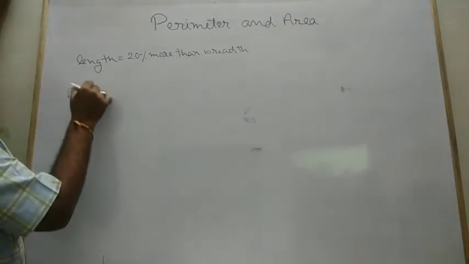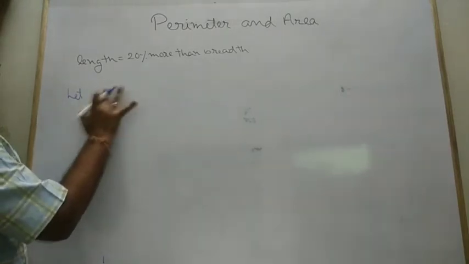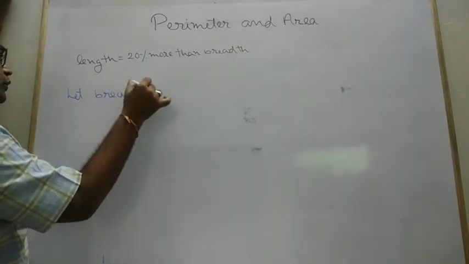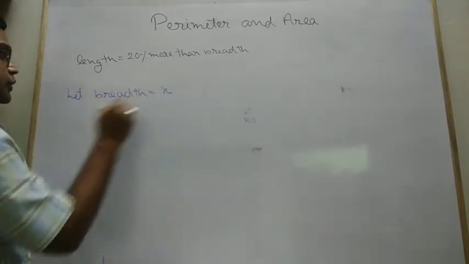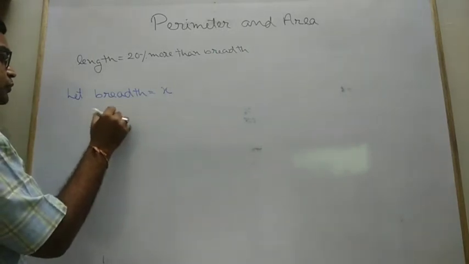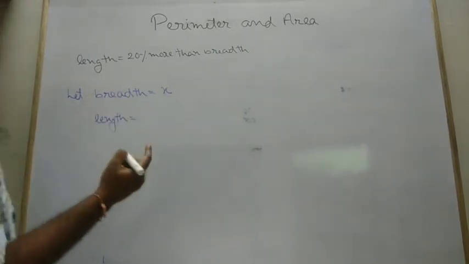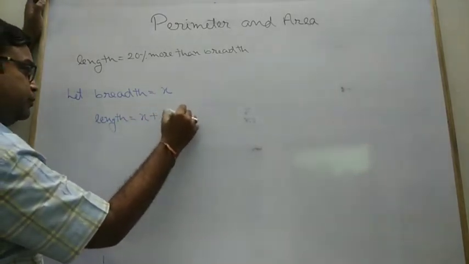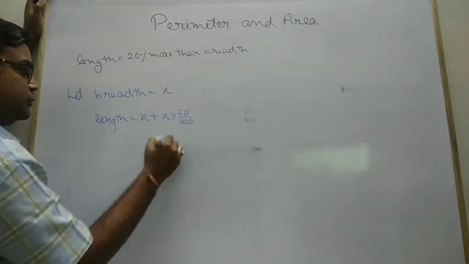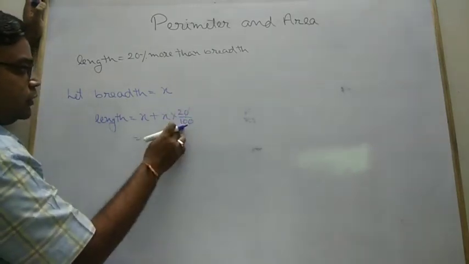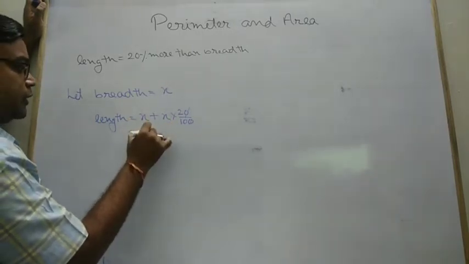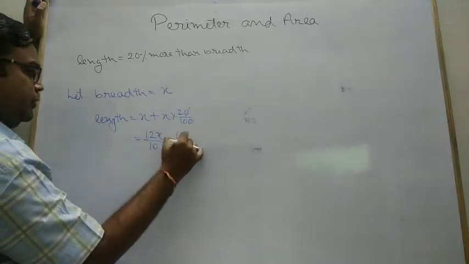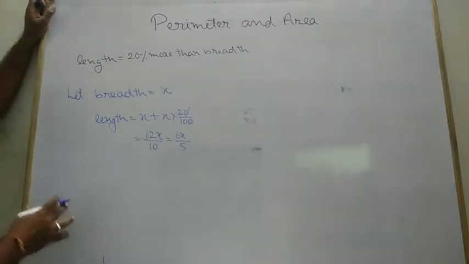Let breadth equal x. So length equals 20% more than the breadth. So x plus x into 20 upon 100, it's 12x upon 10. Or we can write it as 6x upon 5. Clear? This is length.